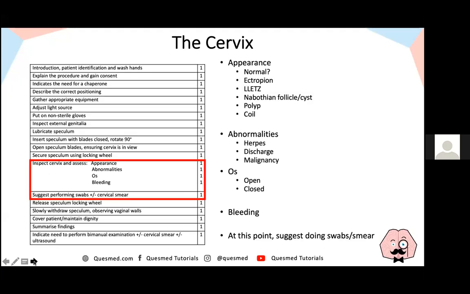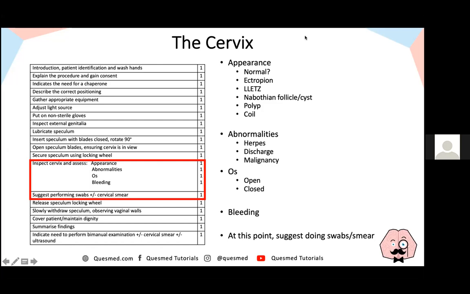So now that we've managed to find the cervix, take a good look. Does it look normal? Is there any evidence of normal variation? So for example, an ectropion, or evidence of procedures to their cervix, such as a large loop excision. Do they have any Nabothian follicles, which are a normal finding? Can you see any polyps? And can you see any coil threads? Those are all kinds of things that you might find.